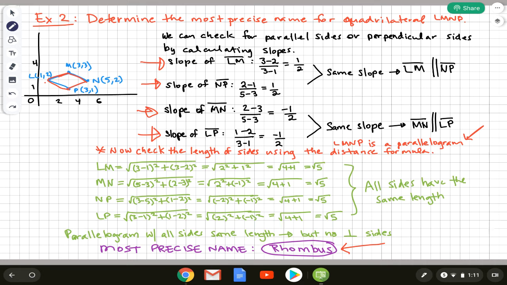Okay, so in this section you're going to do a lot of these kinds of problems where you're using the slope or the distance formula. So just get used to that and look out for when you can use those.